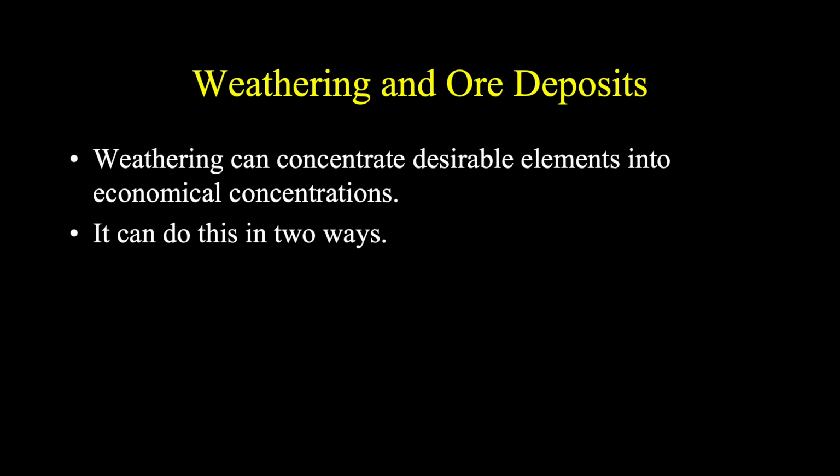The other way by which weathering can concentrate desirable elements is by water leaching out the desirable components and then redepositing them at lower levels. One example of the first of these is bauxite. Bauxite is the principal ore for aluminum. It forms primarily in tropical environments where the area gets a lot of rain. The rain tends to leach other elements out of the soil, leaving behind aluminum oxides, which form the bauxite.